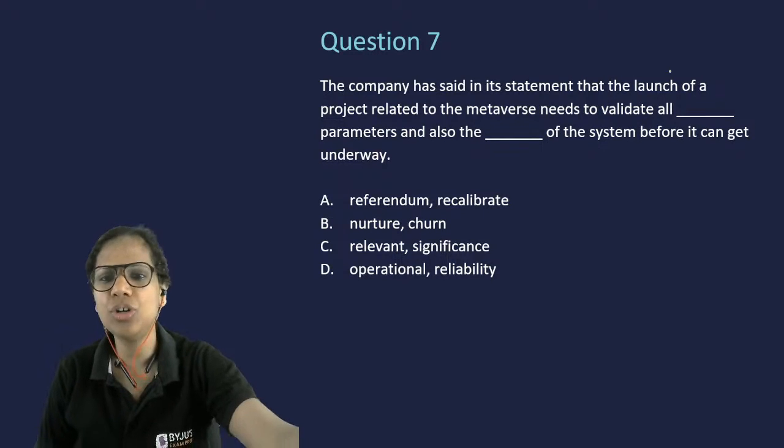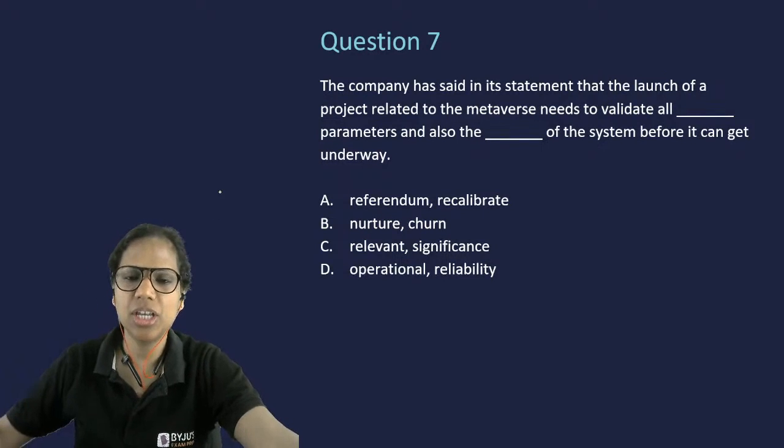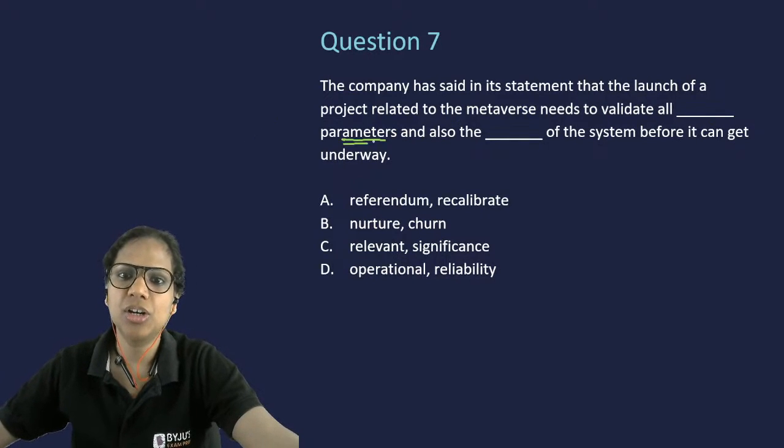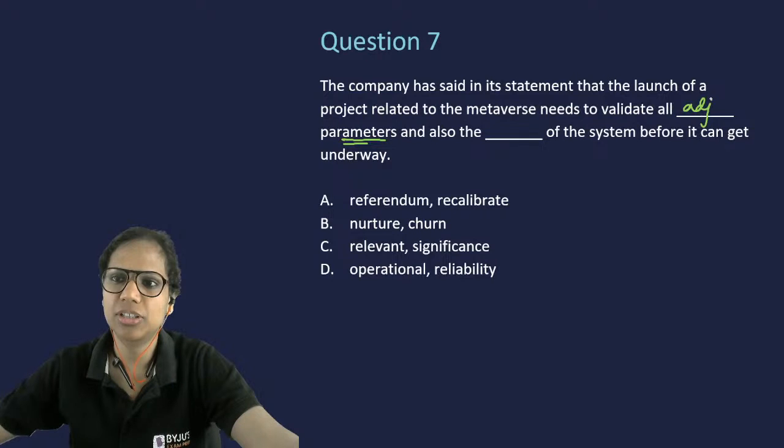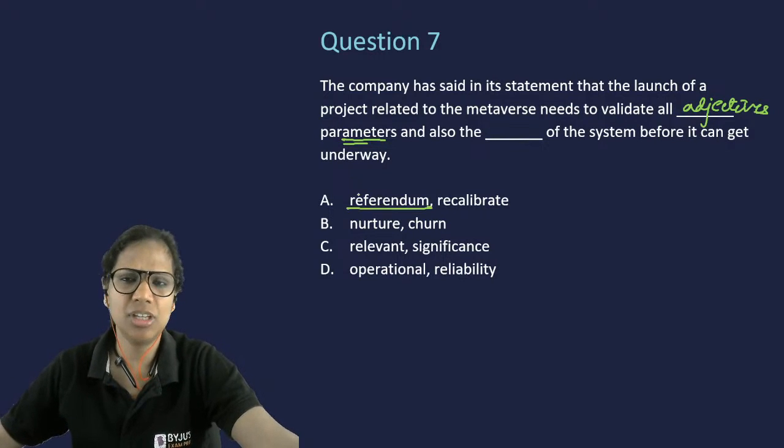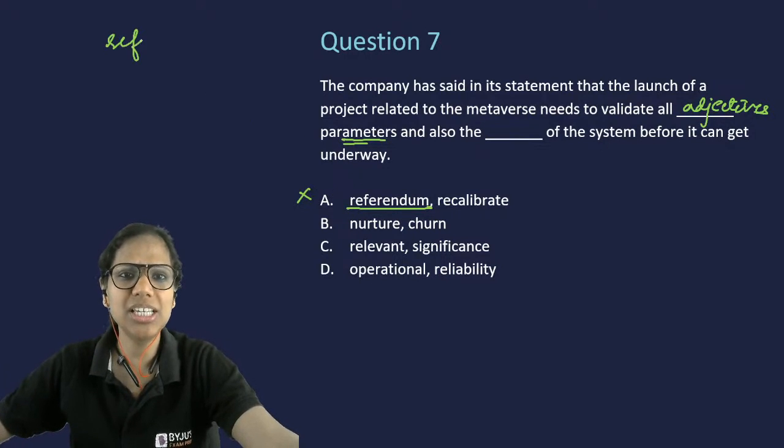So pay attention to the context, right? It's an easy question. If you pay attention to the context, all dash parameters. So first of all, I need an adjective here. What kind of parameters, right? Referendum does not make sense at all. So what is a referendum?